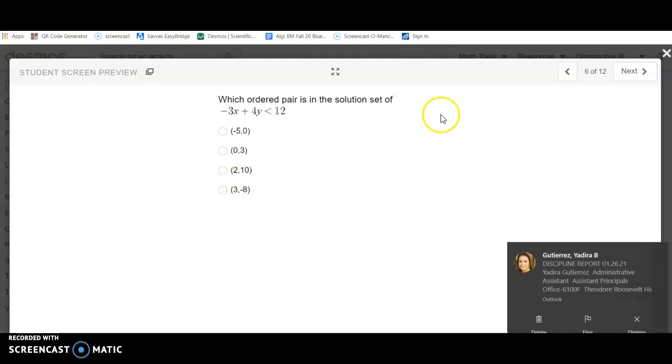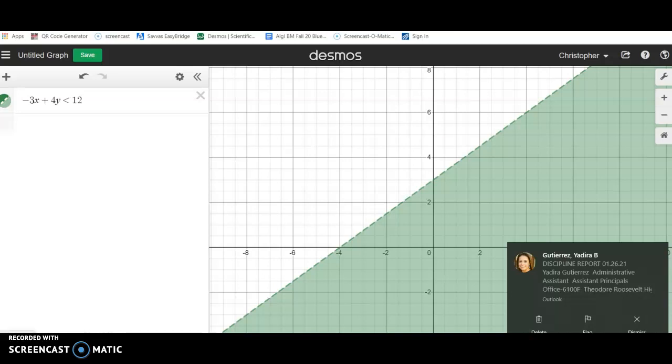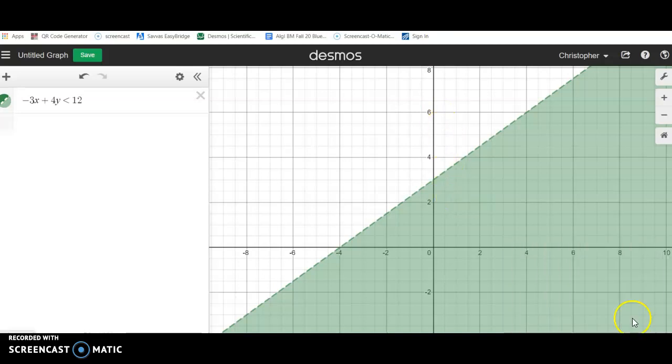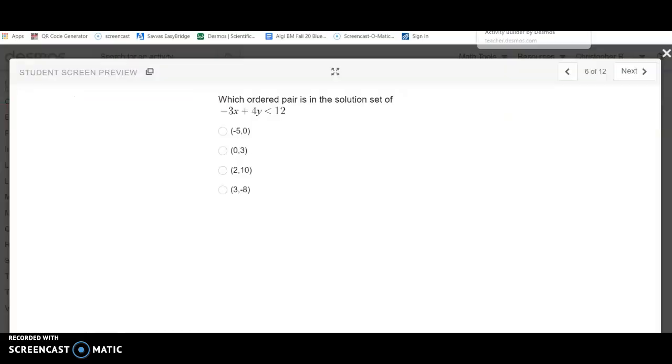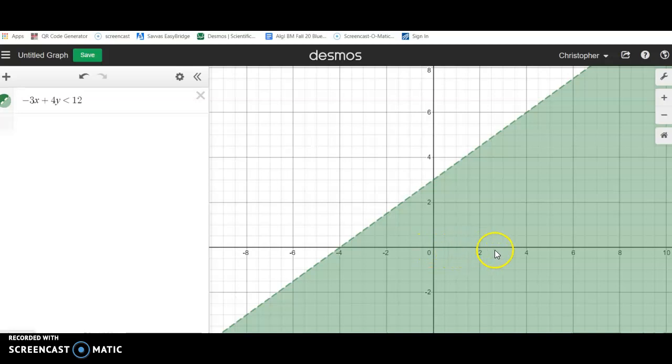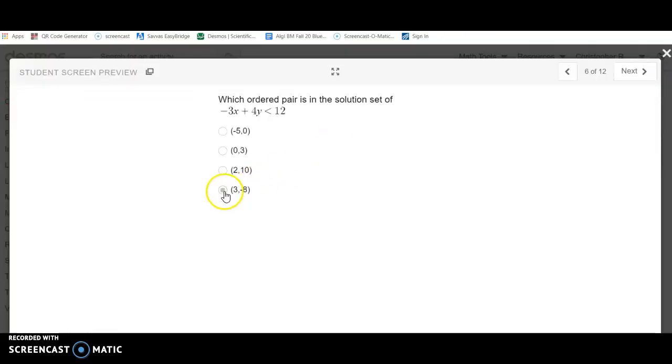I got 2, comma 10. So now I go to 2, comma 10. I go to the right 2, and then I'm going to go up 10. Well, as soon as I get up right here, I'm already out of the shaded area, so that is also not a solution. That leaves me with 3, negative 8. So I go to the right to 3, and I go down to negative 8, and it's all shaded over here. So that is going to be my answer. So I go back. That's the one I'm going to click. So that is slide 6.